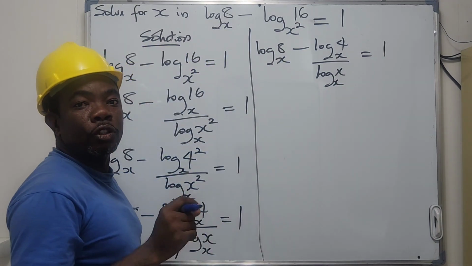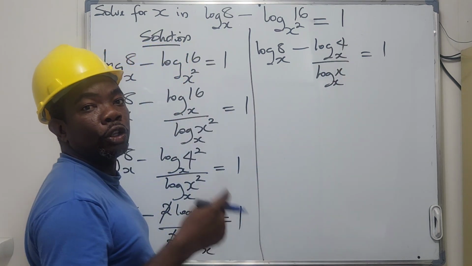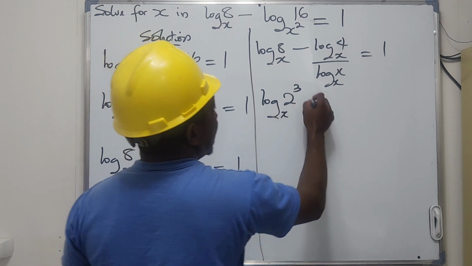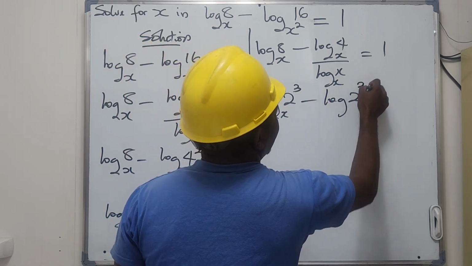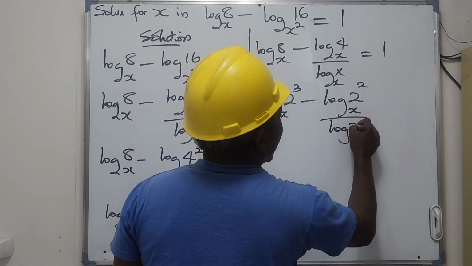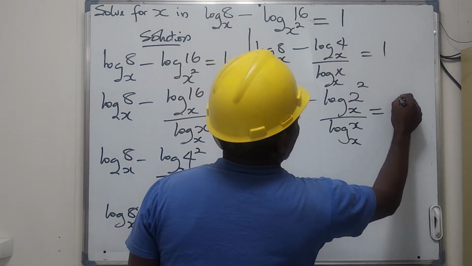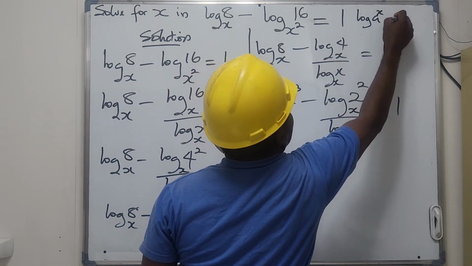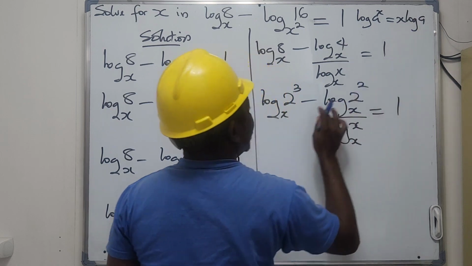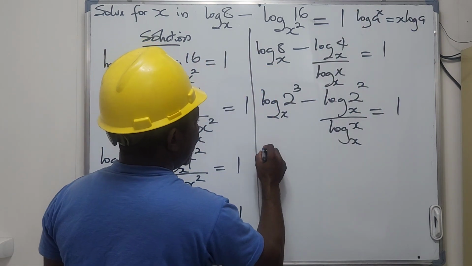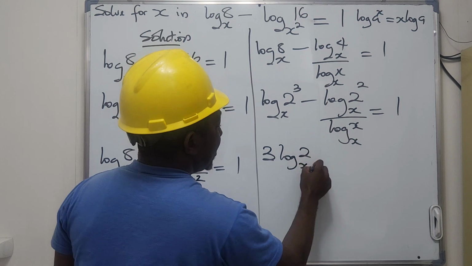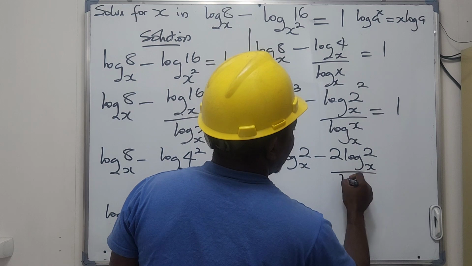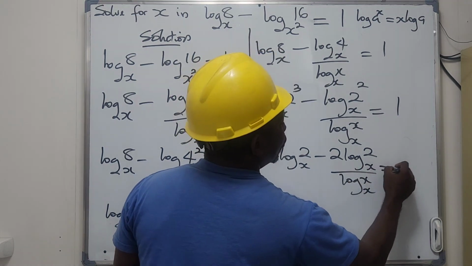So this 8 can be written as 2 to the power of 3 and 4 can be written as 2 to the power of 2. So this will give us log 2 to the power of 3 base x minus log 2 to the power of 2 base x all over log x base x equals 1. The same law that says when we have log a to the power of x, it is the same thing as x log a. So expressing each of these in that format, we have 3 log 2 base x minus 2 log 2 base x all over log x base x equals 1.